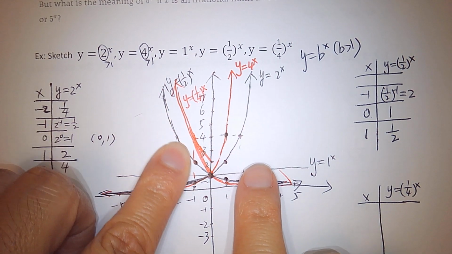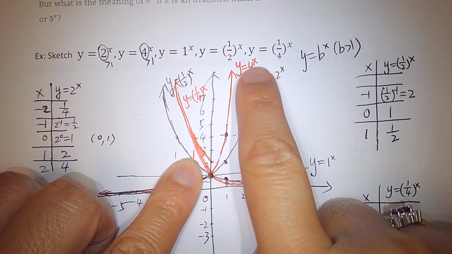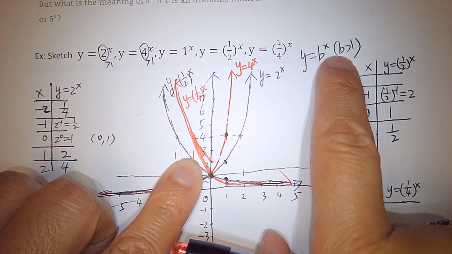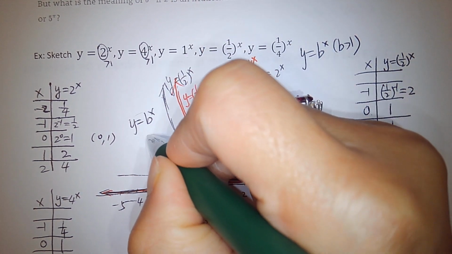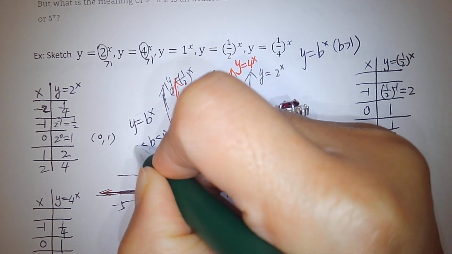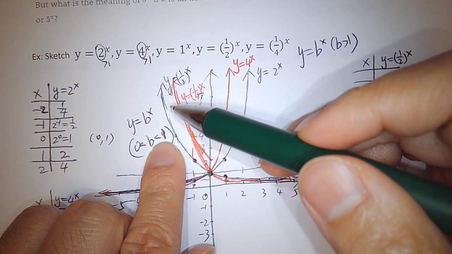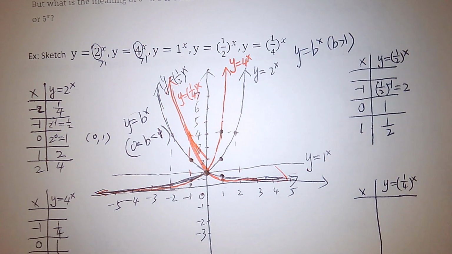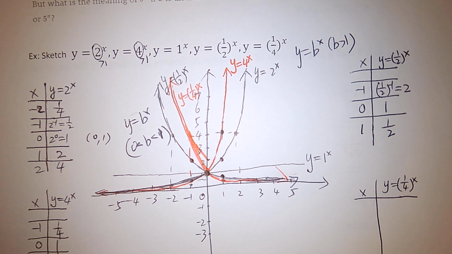Now let's look at these two functions, y equals (1/2) to the x power and y equals (1/4) to the x power. Both of these two functions, the base b is what? y equals b to the x when b is between 0 and what? 1. Can you tell, are the graphs increasing or decreasing from left to right? They're decreasing. They also pass through what? Point (0, 1), because (0, 1) is a key point for every exponential function.